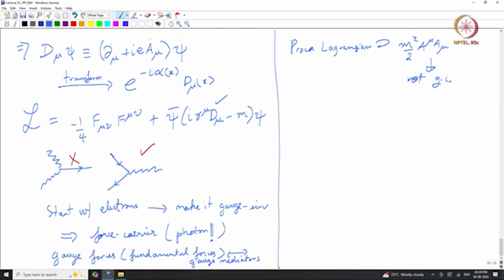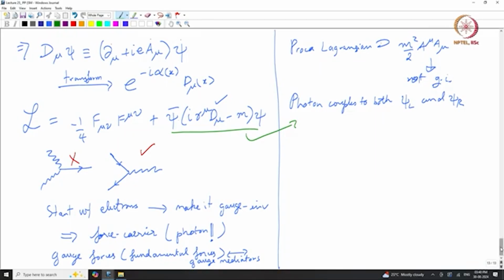So one more thing to notice here is that the photon couples to both left and right handed fields. How do I see that? From here, just from here, right. If you expand this, it does not distinguish between left handed and right handed, right.